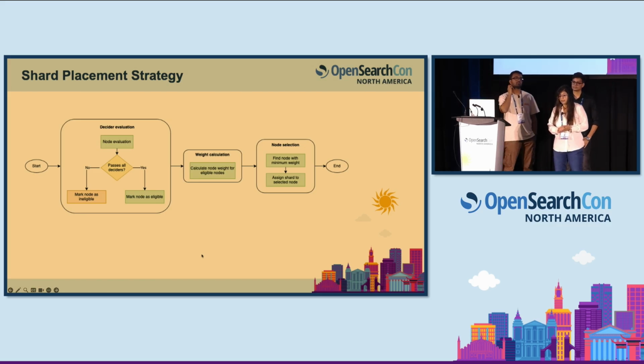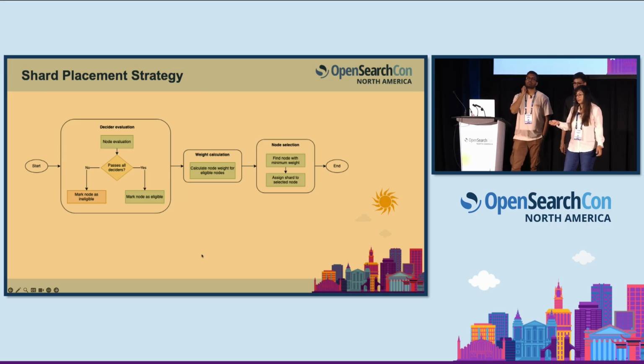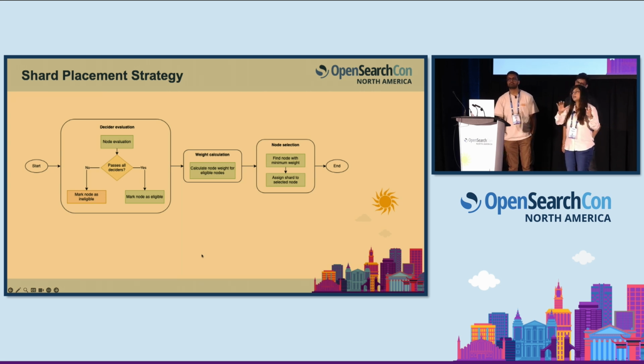So we have a three-step process, which is decider evaluation, weight calculation, and node selection. Decider evaluation basically goes through a bunch of deciders, I think maybe 20 or more. For every shard, it will check for every node, hey, is this node eligible to take this shard? And it will create a list of eligible versus ineligible nodes.